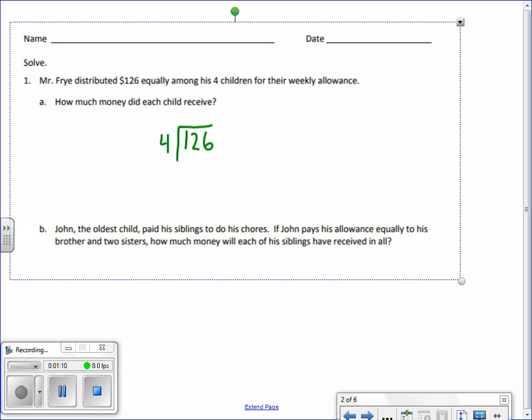4 cannot go into 1. 0. 0 times 4 is 0. Subtract, bring down the 2. Now we have 12. 4 goes into 12 3 times. 3 times 4 is 12. Subtract, bring down the 6. 4 goes into 6 once, which gives me 4. Subtract, we have a 2.